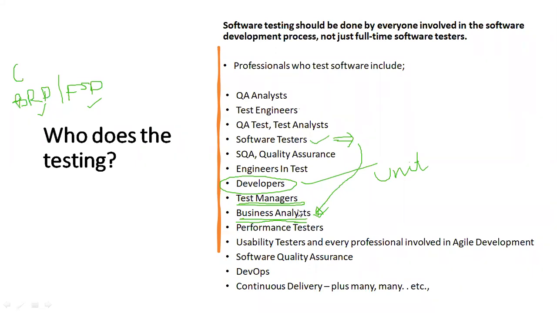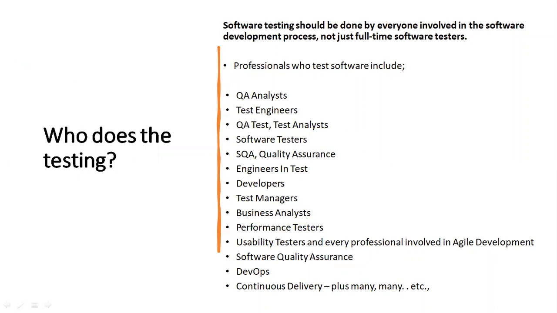And performance testers, this is an additional role where their core responsibility is more into testing the performance of a product. It might be load testing or whatever it is. Usability testers are very professionally involved in agile development, including shift left development. Then software assurance quality developers, DevOps engineers and continuous quality engineers. So these are the roles who participate in software testing at various levels.